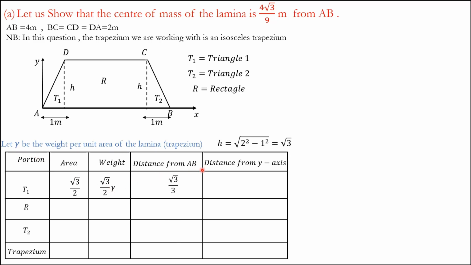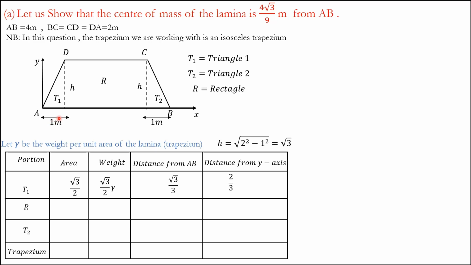We can also obtain the distance from AB of this triangle T1. The distance from AB is 1/3 of this height h, that is 1/3 of square root of 3. And obviously, the distance from the y-axis is 2/3 of this distance 1, which is 2/3, because 2/3 times 1 still gives us 2/3.